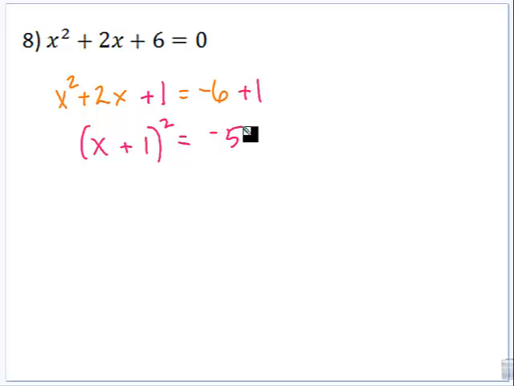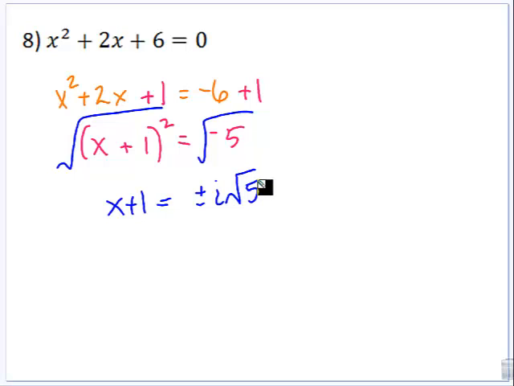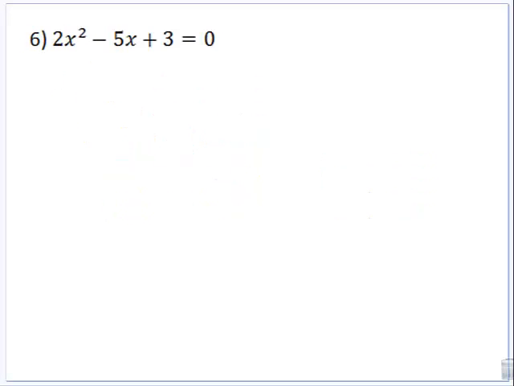So now we could take the square root of both sides. The square root of x plus 1 squared is x plus 1 is equal to plus or minus i times the square root of 5. Now to get the x alone, we would have to subtract 1 from both sides. So our solution here is negative 1 plus or minus i root 5. And this problem originally would be unfactorable.